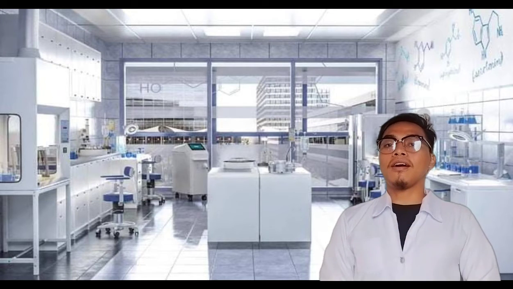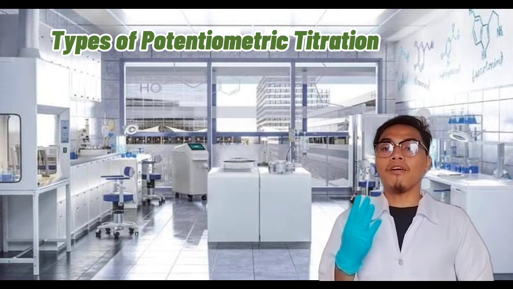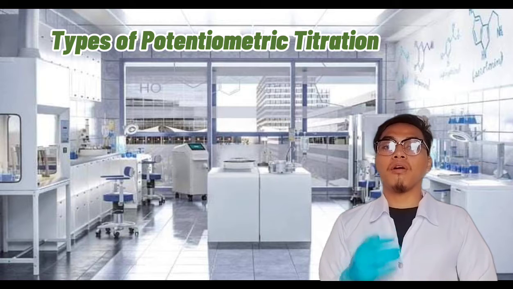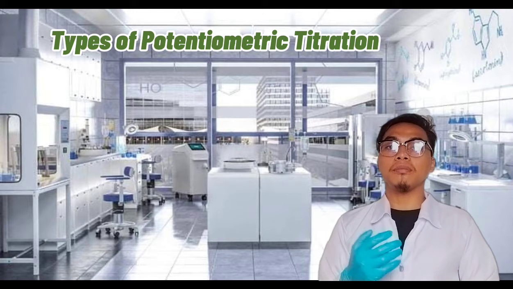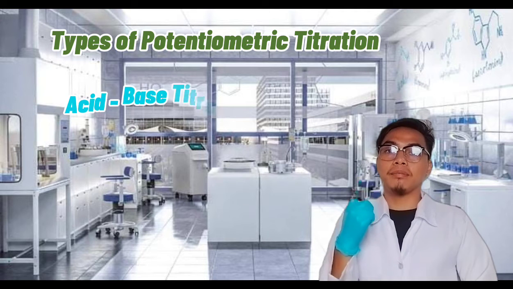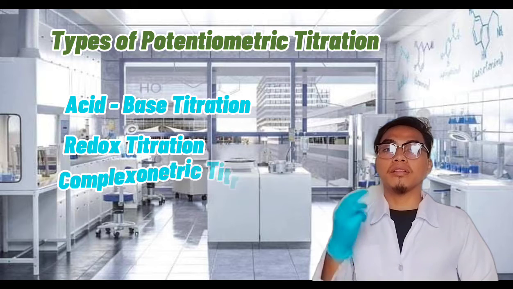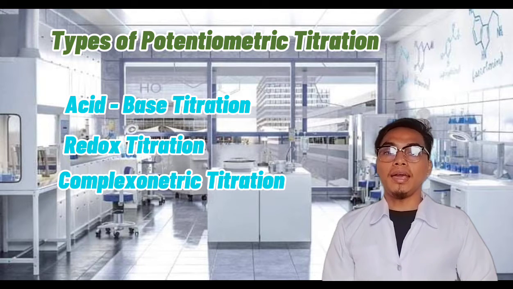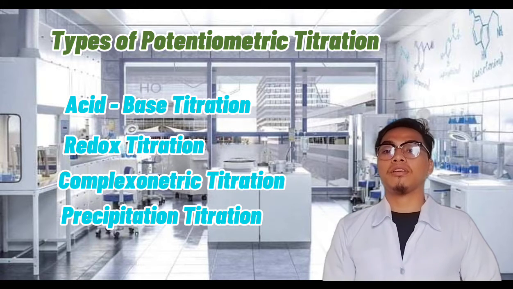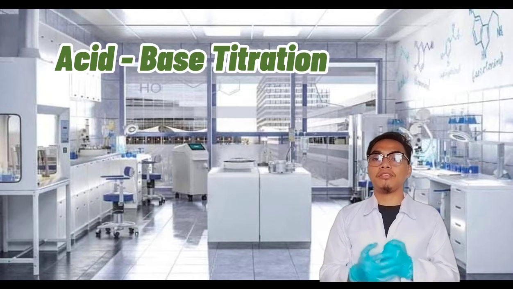Now, let's go on to the types of potentiometric titration. There are 4 types of titration that fall under the category of potentiometric titration. Namely, we have acid-base titration, redox titration, complexometric titration, and precipitation titration. So first we have acid-base titration.